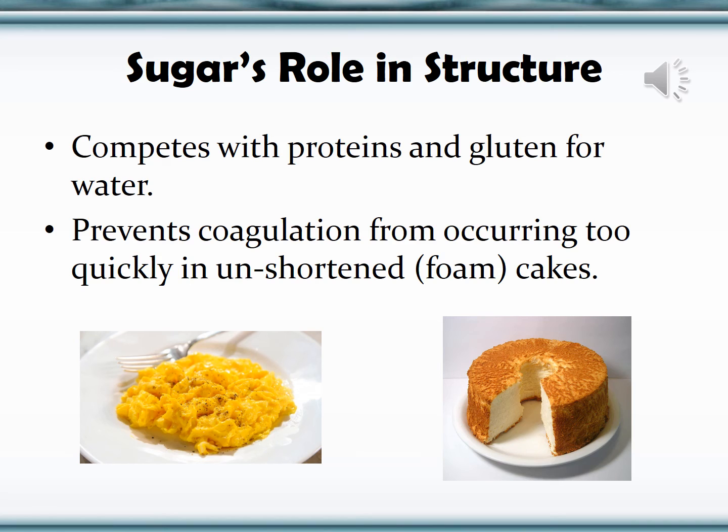Now, if the coagulation occurs too quickly in a foam cake, it will be more likely to bind up and clump together. The sugar fights against the coagulation process, preventing this binding from occurring too early, which would not allow for this light and fluffy structure to grow and develop.